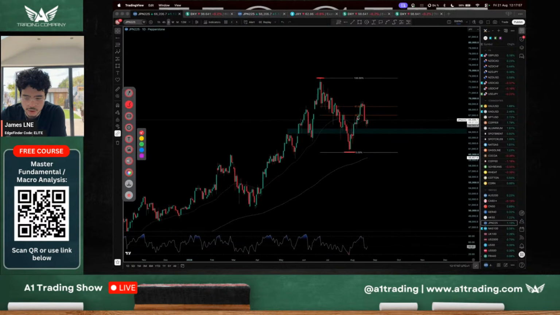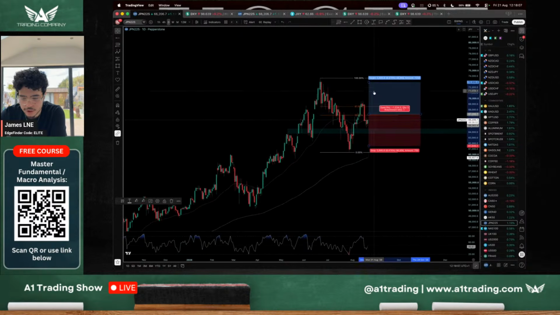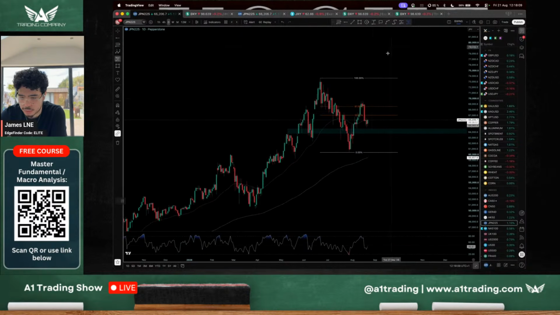What we saw was a pull into our fib zone, slight break above, but we didn't hold. We continuously failed and then retraced back below. So technically speaking, I wouldn't mind being short at some point on the Nikkei. That's the wrong position here.